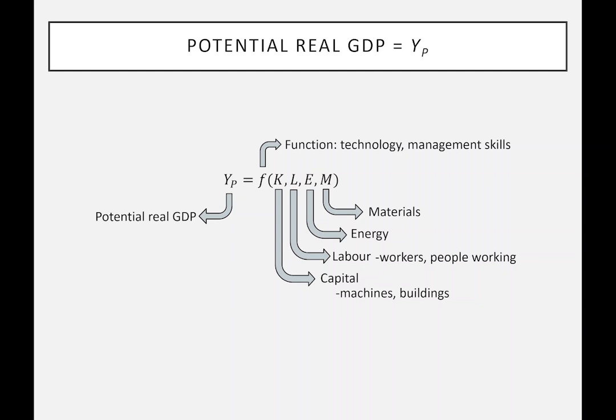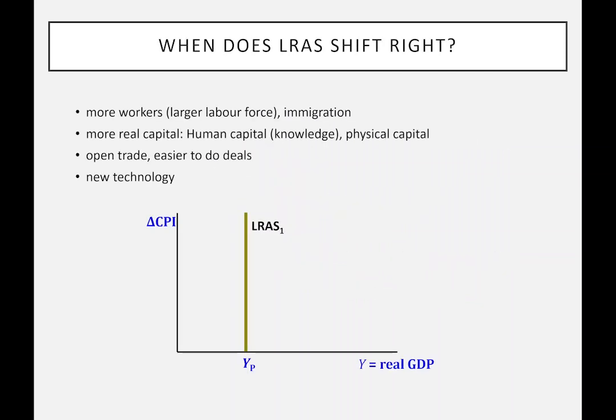So the idea here is that if a country were to have more of these various inputs, or have a function that was maybe using more advanced technology, then the potential would increase. So looking at it in this way, what would shift the long-run aggregate supply curve to the right, for example? Well, for example, having immigration, a larger labor force, more human and physical capital, building roads, infrastructure, things like this.